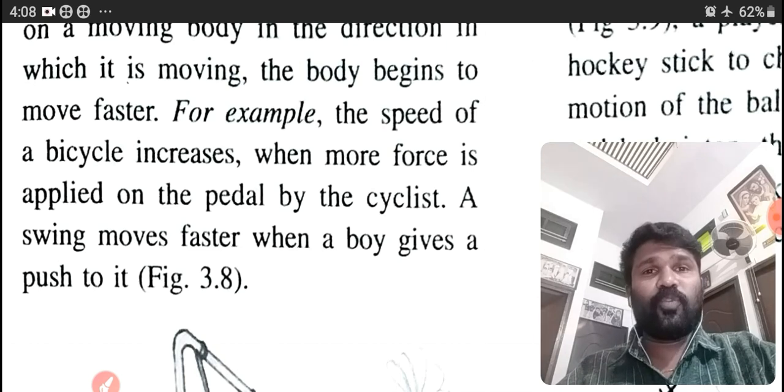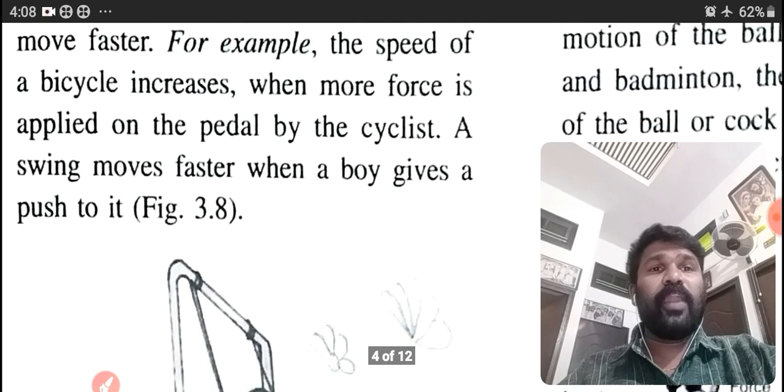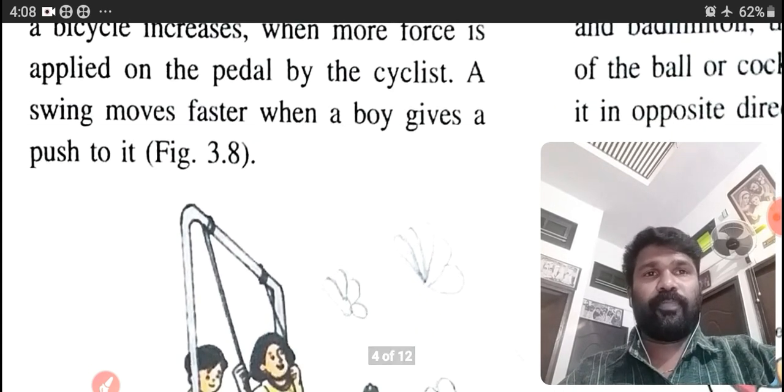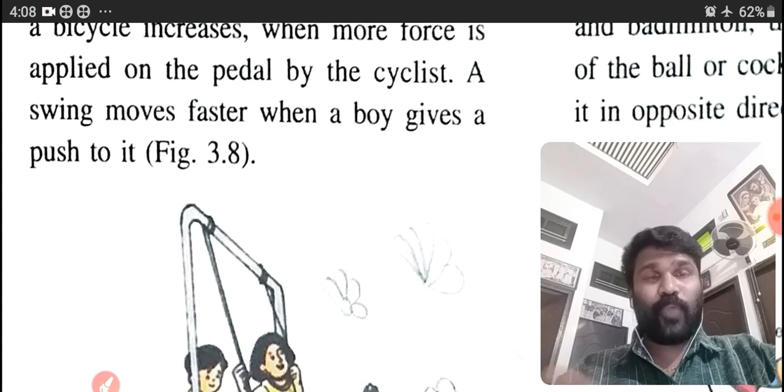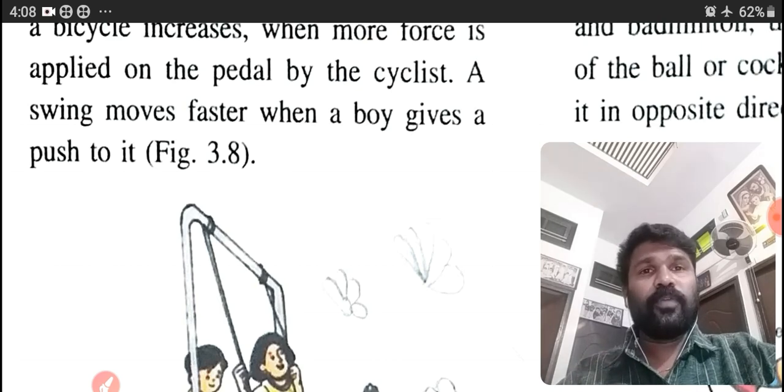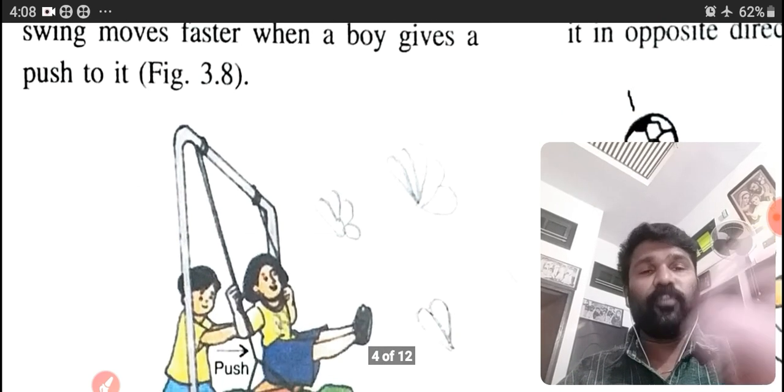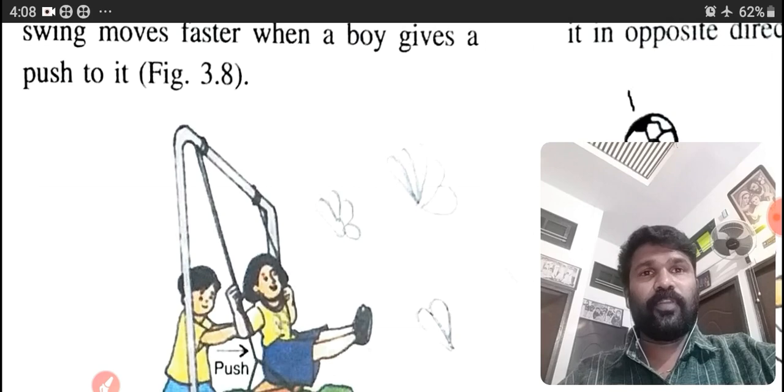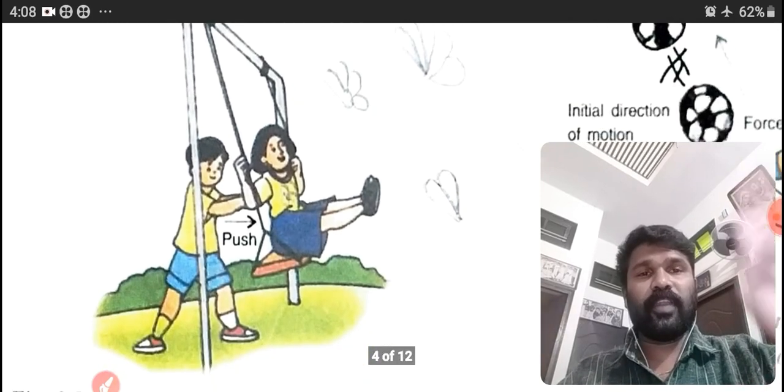And also a swing moves faster when a boy gives a push to it. A swing, jula. Clear? A swing moves faster when a boy gives more force to it, gives a push to it. Clear? Here it is an example.